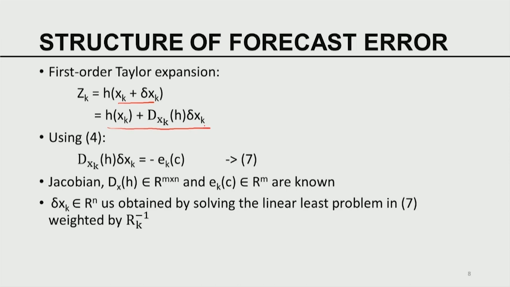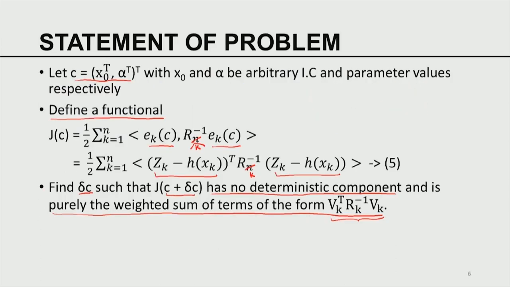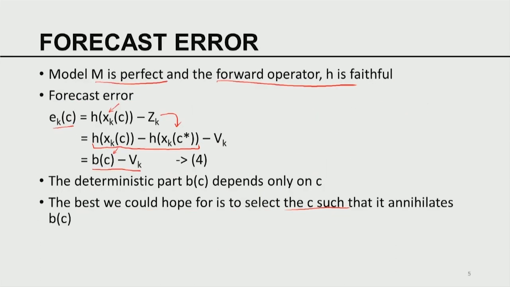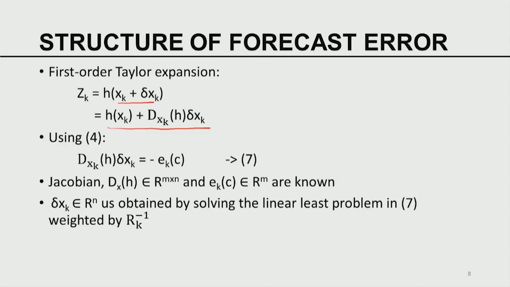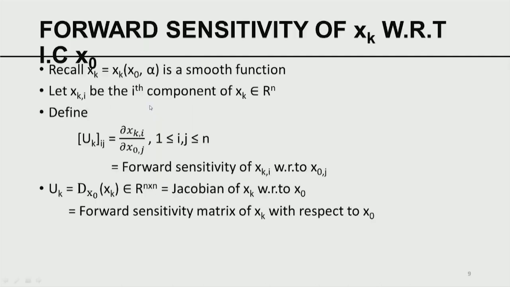Using 4, let's go to 4 for a moment. In 4, I have Ek of C is equal to h of Xk of C minus h of Xk star minus Vk. So if I bring that in here, this part.